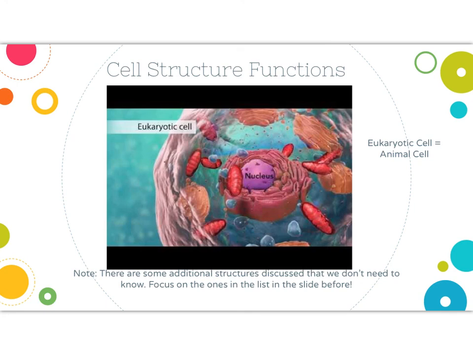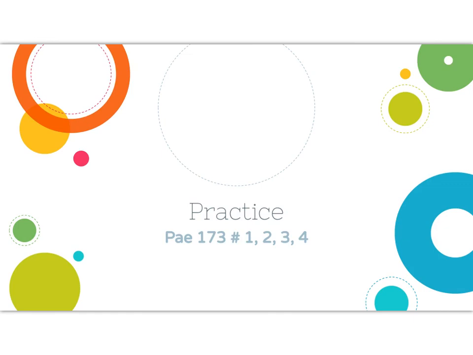There's a video, it's a lot more fancy than my diagrams of cells, and it can help to describe some of the processes that happen within a cell. Note that there are some additional structures that we don't need to talk about, like ones that we'd crossed off in our diagrams. And it talks about a eukaryotic cell. A eukaryotic cell is just another name for an animal cell. There's some practice on page 173 of your textbook, number 1, 2, 3, and 4. And don't forget to label them in your student notes.